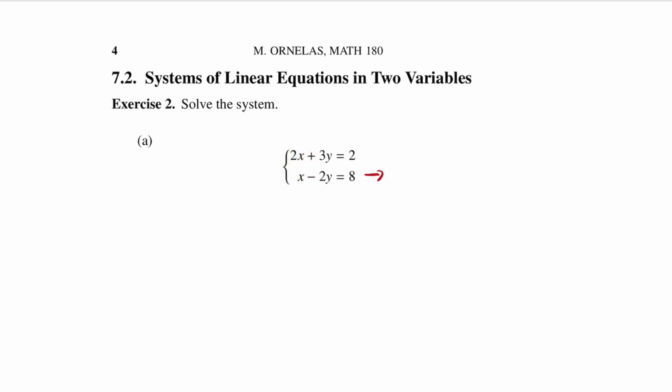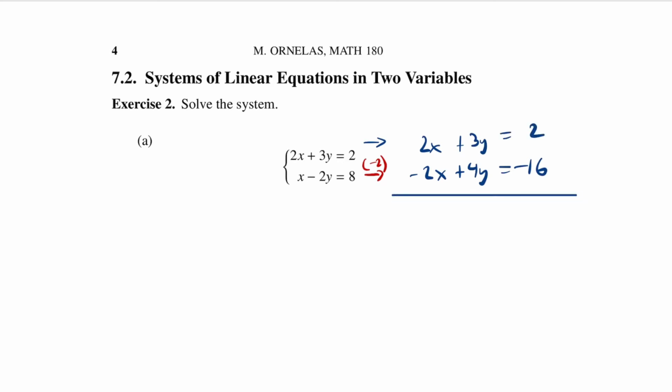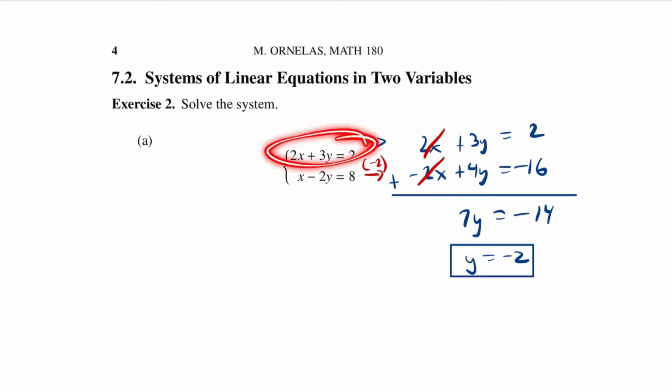In order to eliminate the x's, we have to make this a -2. So that means I have to multiply the bottom equation by -2, and that will give us -2x plus 4y equals -16. The top equation, I'm going to leave the same. Nothing's going to change. And now when we add the two equations, we get elimination. So now we have 7y equals -14. Divide by 7, you get -2.